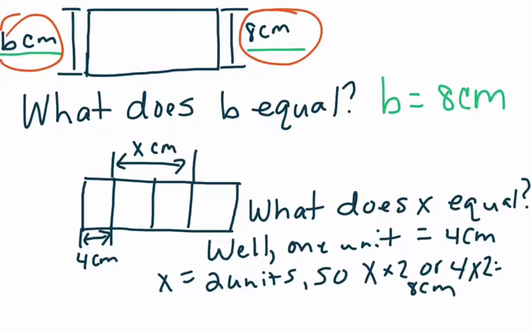In the second rectangle, it is broken down into 4 parts. So the question that your book is asking is, what does x equal? Now if you look, x, they're saying, is only equal to 2 units here. Okay, so here we have 1 unit is equal to 4 centimeters. If x is equal to 2 units, we're going to have 4 times 2, which is equal to 8 centimeters.